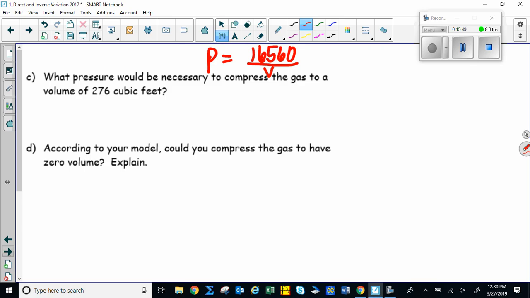Okay, so what's the pressure? So find P to compress the gas to 276 cubic feet. So 16,560 over a volume of 276. And what would that give me? Oh, you guys, what is yours? Maybe I should. Oh, yours is the other way? Okay, let me.